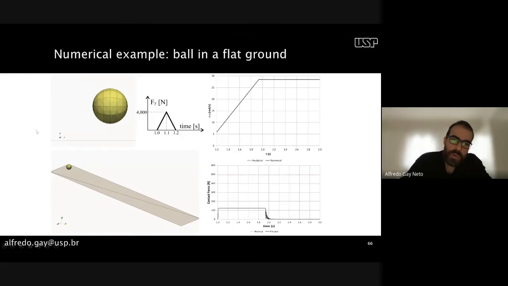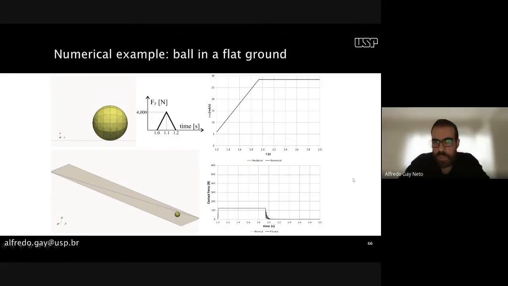This is a rigid ball just bouncing here and having some dissipation of energy. Afterwards, it's pulled in the y direction here, and it starts to roll on the surface. So it's nice because we can have a solution of this problem. It's an analytical solution, so we have a completely matching result here.